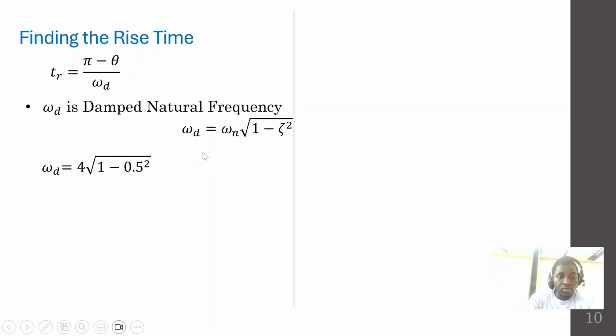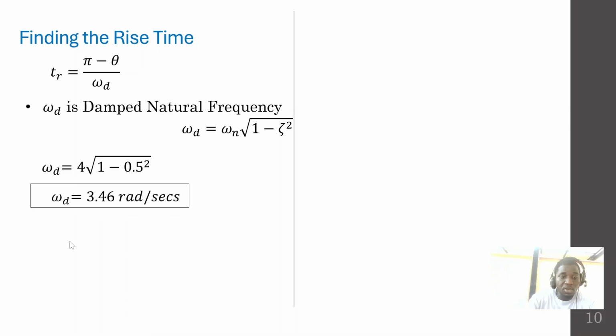Substituting the values into omega d, we have the damping ratio to be 0.5 and omega n to be 4 rad per second. Substituting it into the equation, we get omega d to be 3.46 rad per second.